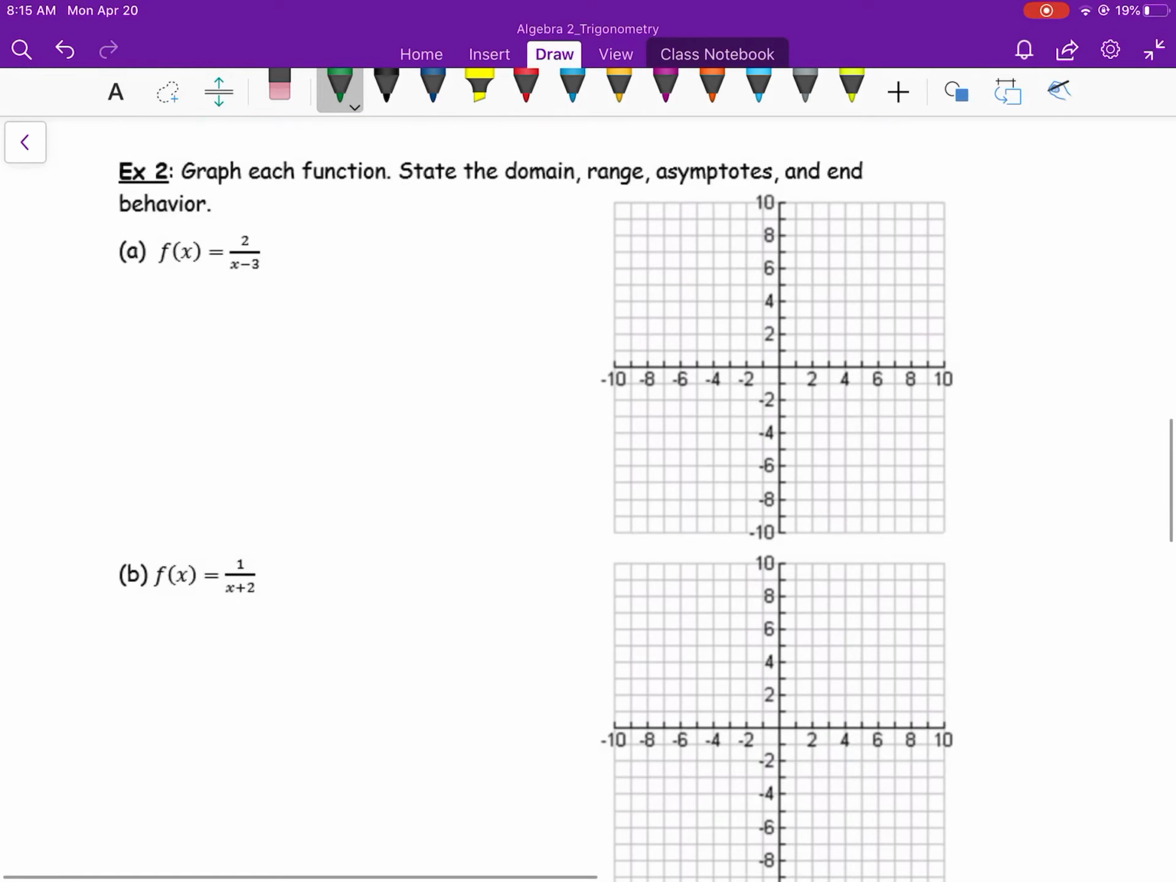For our first graphing example, example 2, part A, we have f of x equals 2 over x minus 3. Let's label everything we have: a equals 2, h equals 3, and k equals 0. We get h equals 3 from our restriction. Remember, x minus 3 can't equal 0, so x can't equal 3.